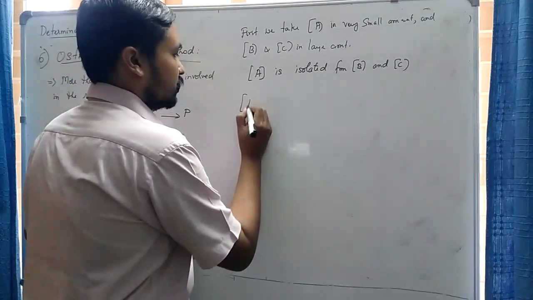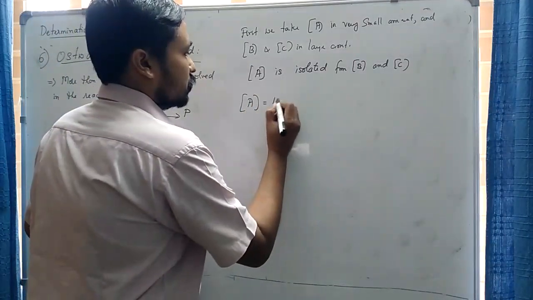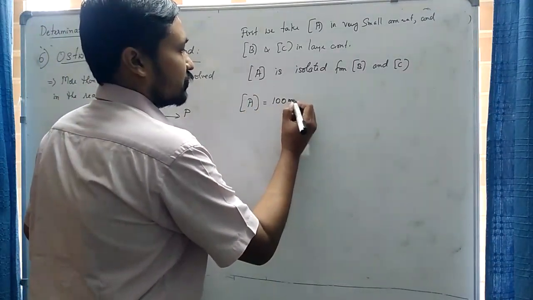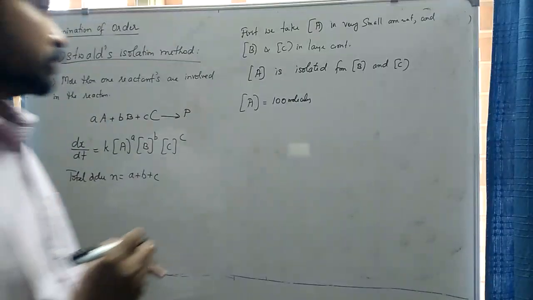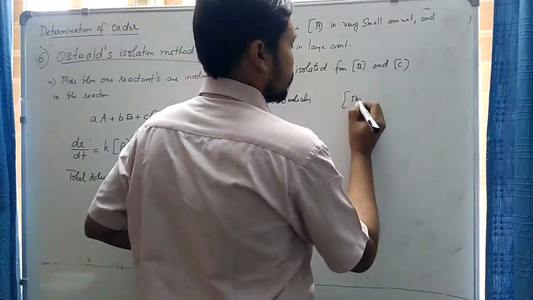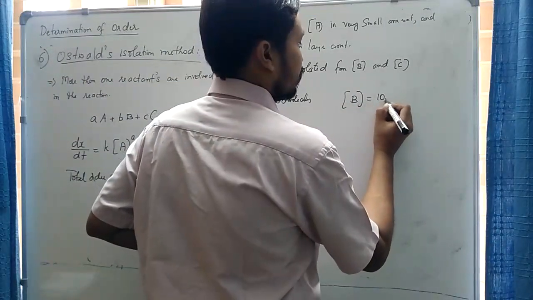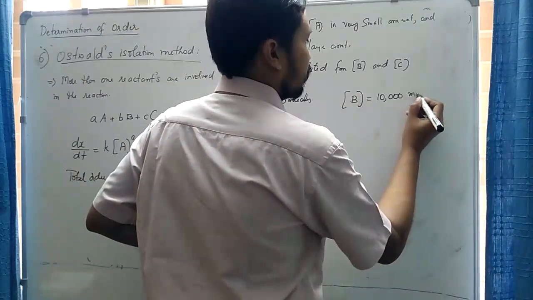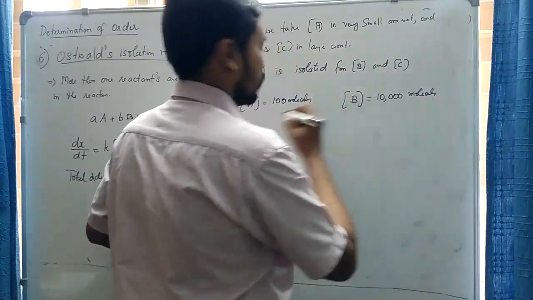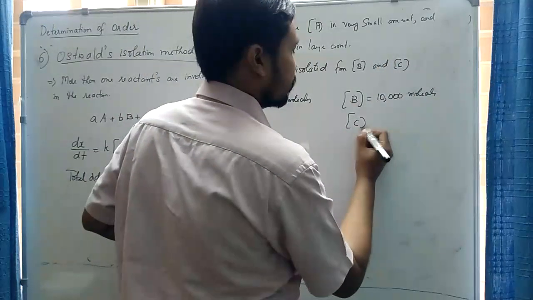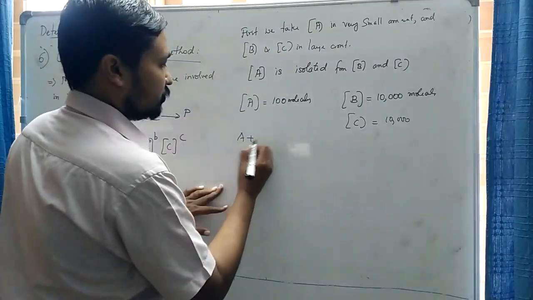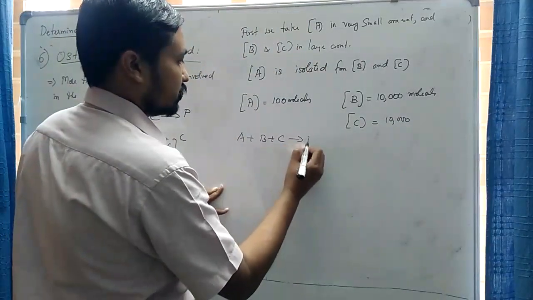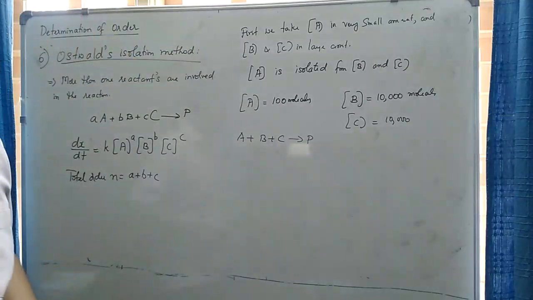Suppose I have taken A is equal to 100 molecules. Okay, I will not speak in terms of concentration, I will speak in terms of molecules. A is equal to 100 molecules and B is 10,000 molecules, roughly 100 times. Similarly, C is also 10,000. Suppose you have a reaction A plus B plus C giving product, where I have mixed 100 molecules of A, 10,000 molecules of B and C each.